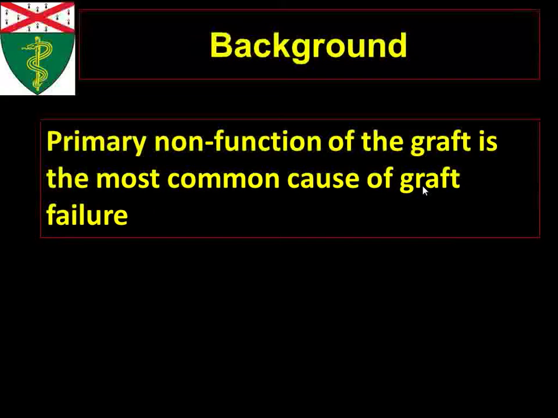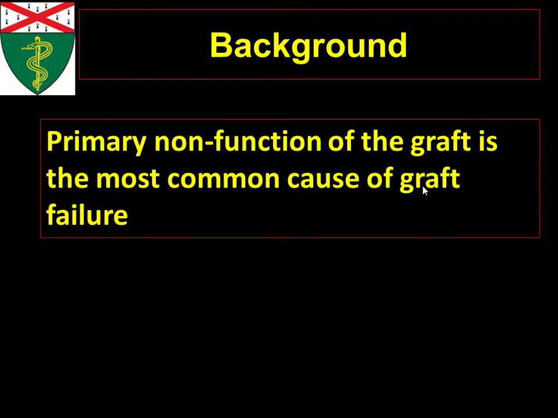And so primary non-function of the graft is the most common cause of graft failure. So for whatever reason, that graft stops working. And we can't really necessarily detect that on ultrasound. That's something that you'd have to biopsy, and there's certain changes in the liver that will indicate that it's just not functioning. But before we go into the complications, let's talk about the anatomy.